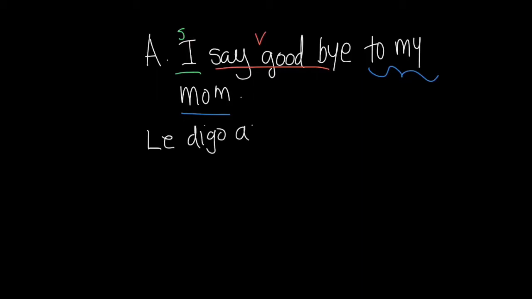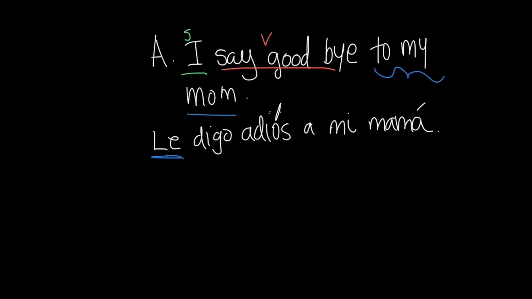Now let's understand when a verb is reflexive and when it's not. So if we look at the example, I say goodbye to my mom. Notice that I have a subject, a verb, and then I have the recipient of my object. So in Spanish it will be, le digo adiós a mi mamá. So I need to have le, which represents a mi mamá, to emphasize that she's receiving the adiós. And then I have the subject and the verb, yo digo.